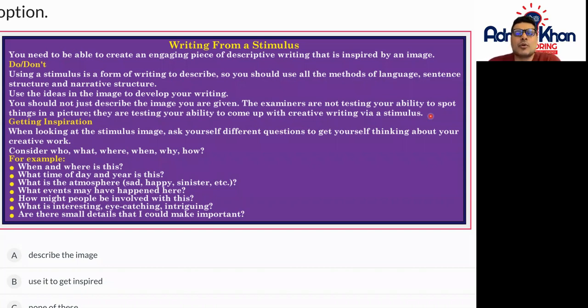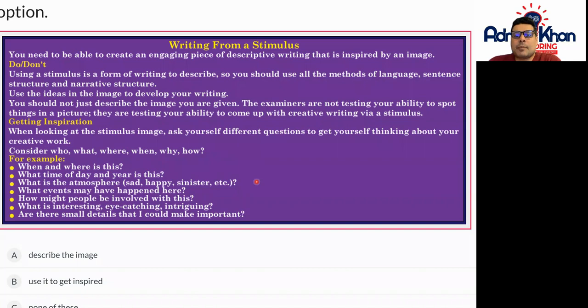Getting inspiration. So when looking at the stimulus image, ask yourself different questions to get yourself thinking about your creative work. Consider who, what, where, when, and why, and how. For example, when and where is this? What time of day and year is this? What is the atmosphere? Is it sad, happy, sinister?